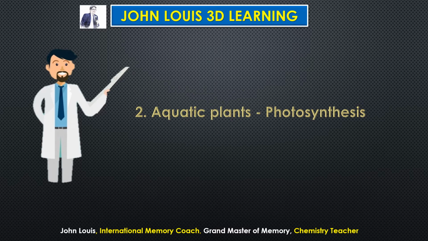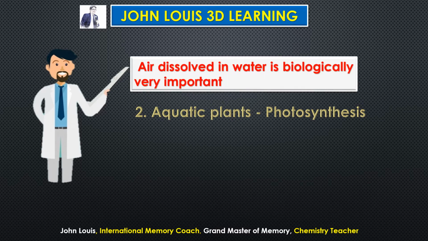The second important thing is aquatic plants. Many plants grow underneath the water. You know how they make food and produce starch: that is photosynthesis. For photosynthesis, what do we need? Carbon dioxide and water. The plants can take water because they live in water. From where do they take carbon dioxide? From the air dissolved in it. The carbon dioxide dissolved in water will be taken by the aquatic plants that grow underneath the water. If there is no dissolved carbon dioxide, they cannot survive.